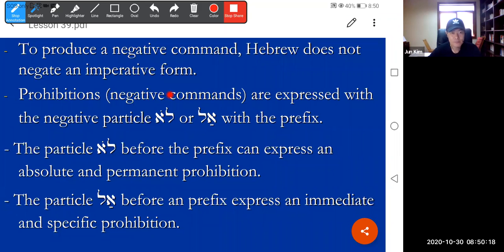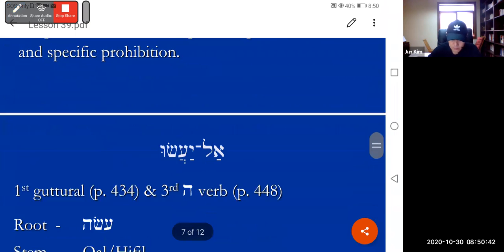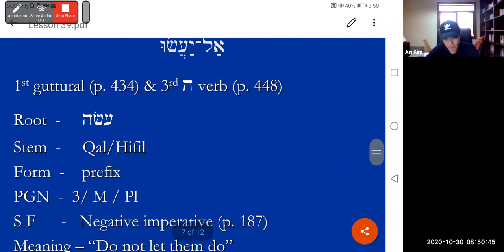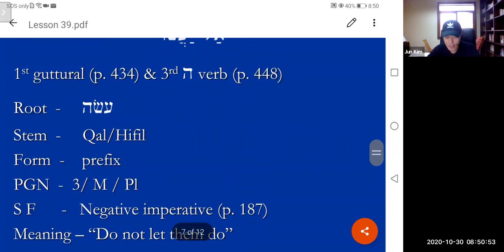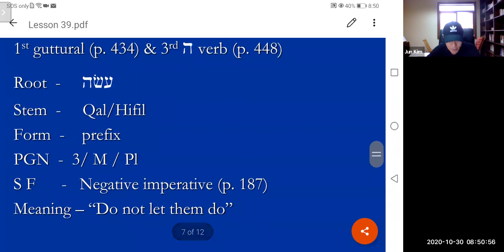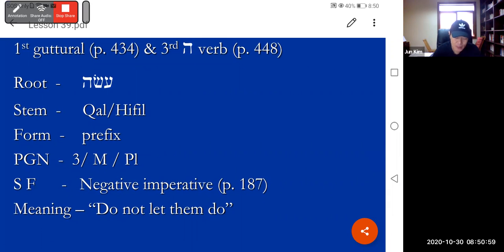Study hard, and worship God and pray. But if you want to negate the sense of imperative, then it's normally used together with negative particles, lo or al, plus prefix form. Is that clear? Then how are you going to analyze this? The only difference is, okay, asa, and then qal and hifil, prefix, masculine plural, and the special feature, you have to put negative imperative. So you need to highlight this, negative imperative.